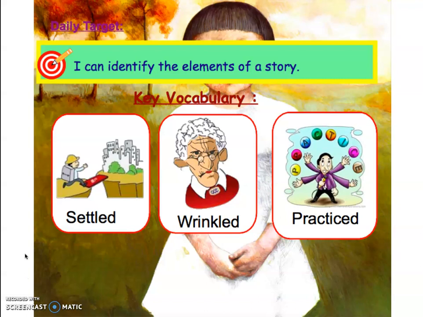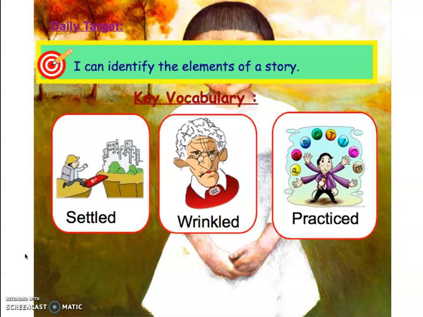So before we get started on our learning target, we have a few vocabulary words. Our first vocabulary word is settled. Settled means to make one's permanent home somewhere. So you may move from one house to another house and then you get settled. You may move from another country, but settled is to make one's home permanent someplace. Our next vocabulary word is wrinkled. Wrinkled means a slight line or fold in something, especially fabric or the skin of the face.